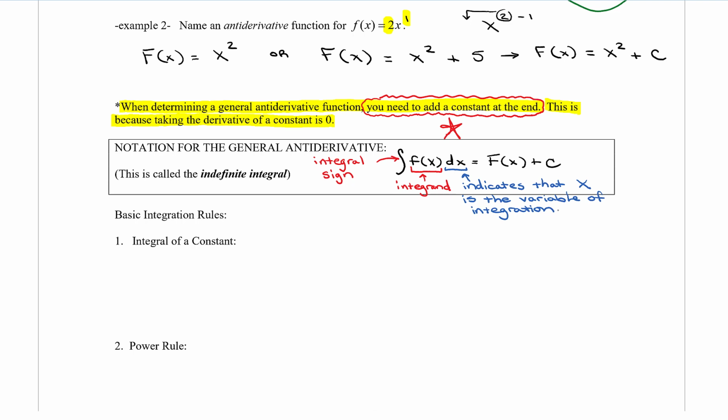And now I'm going to draw a little arrow pointing at the c that's on the right hand side of our equal sign. It's after the capital F of x, and it has a plus c. And that c is going to represent our constant. And we're going to refer to the c as our constant of integration. So this represents the notation for the general antiderivative.